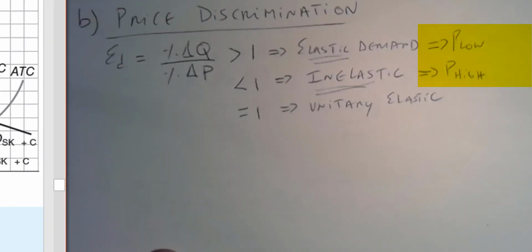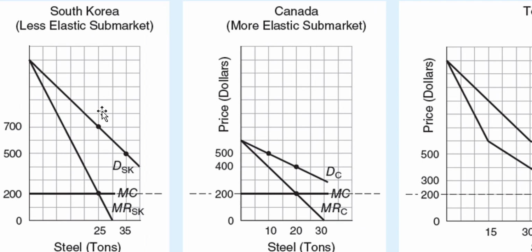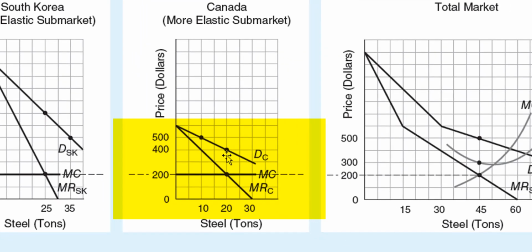So you can determine how elastic the demand is relative to another demand curve by comparing the slope of both demand curves. So the one that is steeper is less elastic, and the one that is flatter is more elastic. So look, for example, here. If we change the price from 400 to 500 bucks, the quantity demanded changes from 20 to 10.